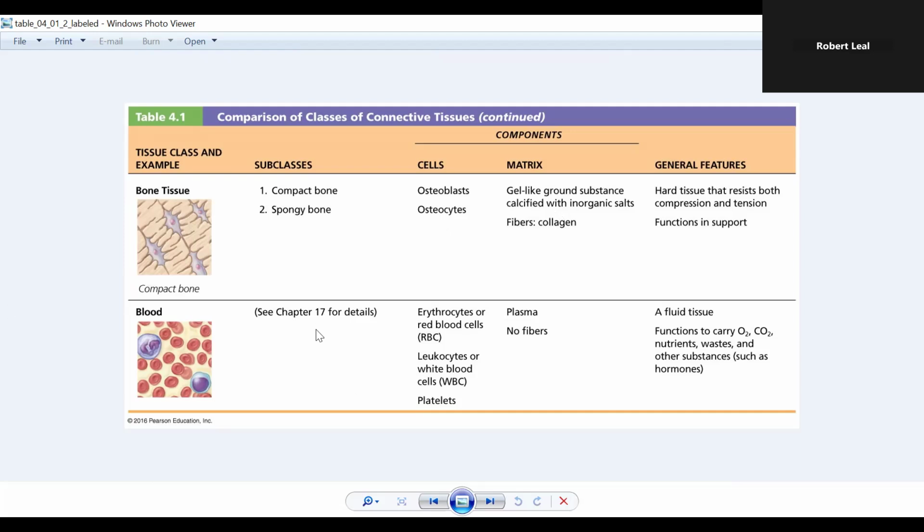Blood is a connective tissue. The only thing with blood is you don't see fiber types. What makes up the matrix of blood? Anything non-living: gases, nutrients, minerals, electrolytes, etc. So connective tissues, the one that doesn't have fibers is the blood.